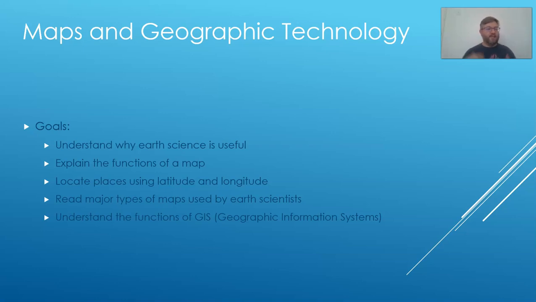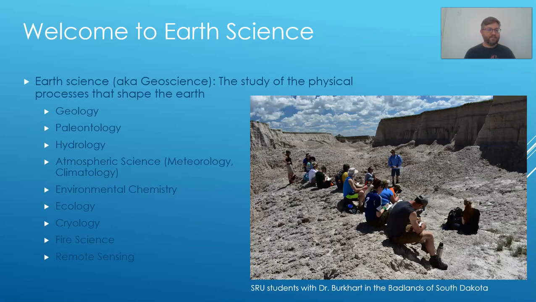Then we'll look at the functions of a map. We'll talk about how we locate places using latitude and longitude. We will learn how to read some of the major types of maps that are used by earth scientists and which we're going to be continuing to use throughout this course. And then we're going to look at the functions of GIS, Geographic Information Systems, which is another important tool that we're going to be using throughout this class.